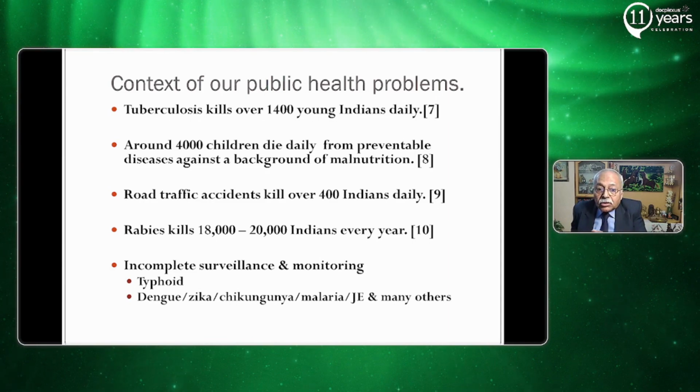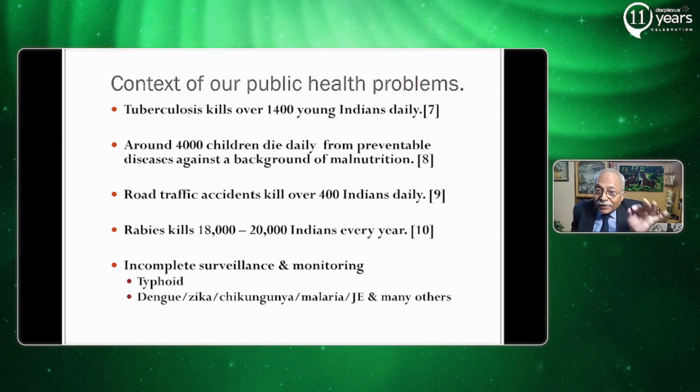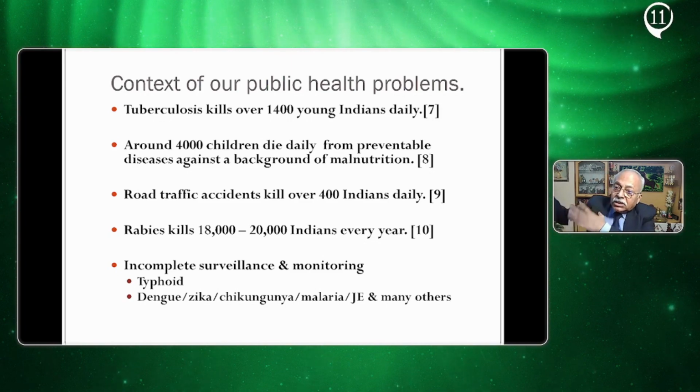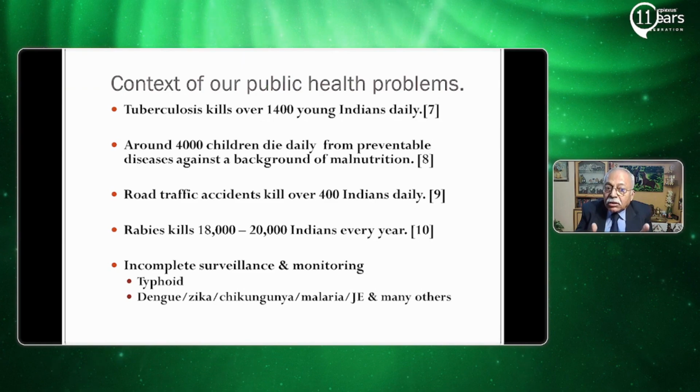Rabies kills 18,000 to 20,000 Indians every year. This is a WHO figure. Rabies has 100% mortality. 18,000 to 20,000 Indians die of rabies every year. Very painful death and 100% mortality. And we are worried about disease X, say Nipah virus or some bird flu. Okay, those are dangerous things. But here in the present day, we are losing 18,000, 20,000 Indians from rabies.